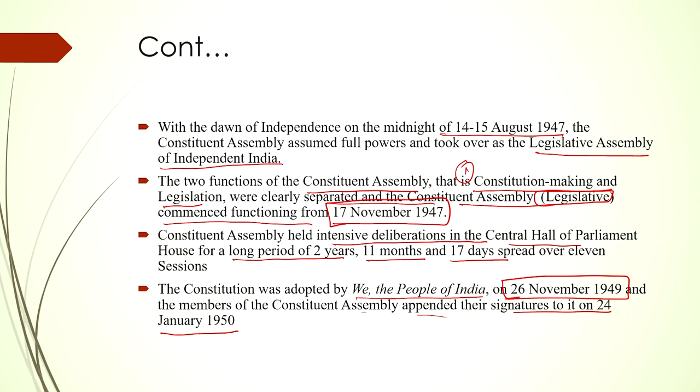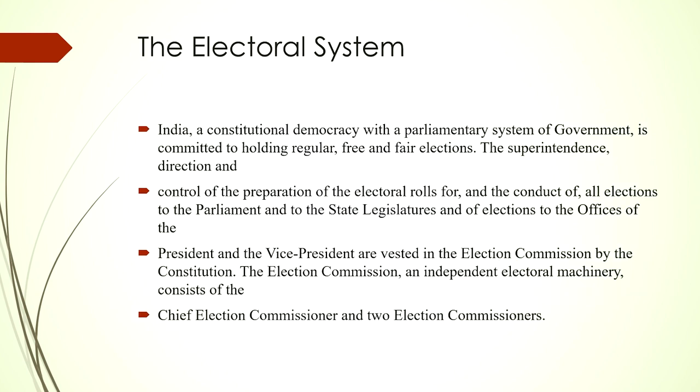It was decided that the parliamentary republic form of government will run the country. It was through this constitution and the debate and discussion within the Constituent Assembly that India decided to have constitutional democracy with a parliamentary system of government. The moment a country commits to this constitutional democracy with a parliamentary form of government, it means that the country is committed to holding regular, free and fair elections.